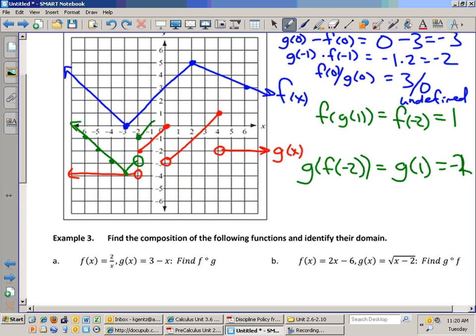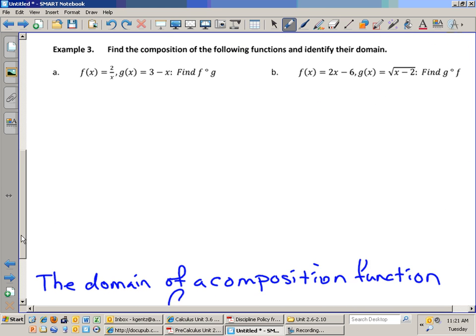So if you notice, if you try it the other way, if we plug in g of f of negative 2, you would do f of negative 2 first, which is 1, and then you would find 1 and evaluate g, which has a value of negative 2. Any questions on that?